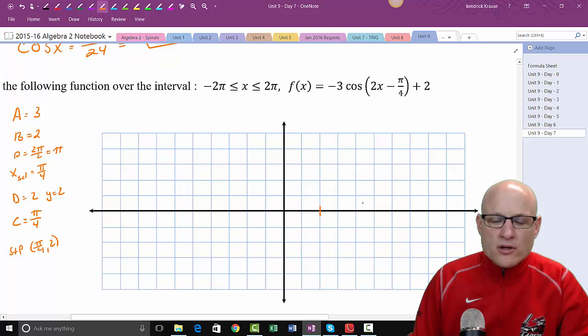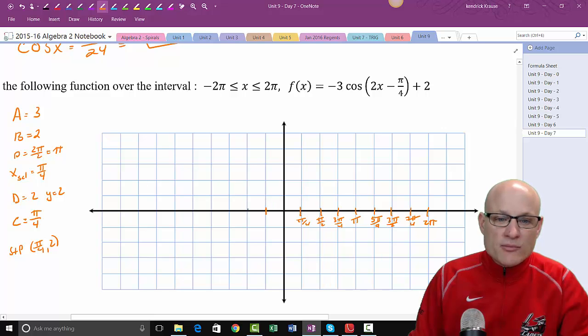Oh, I got to get to 2 pi too. Man, this is me being a jerk. So 1, 2, 3, 4, 5, 6, 7, 8. Pi over 4, pi over 2, 3 pi over 4, pi, 5 pi over 4, sorry, 3 pi over 2, 7 pi over 4, and 2 pi.